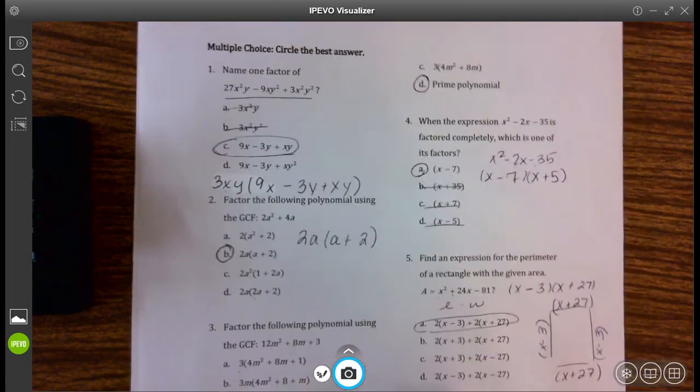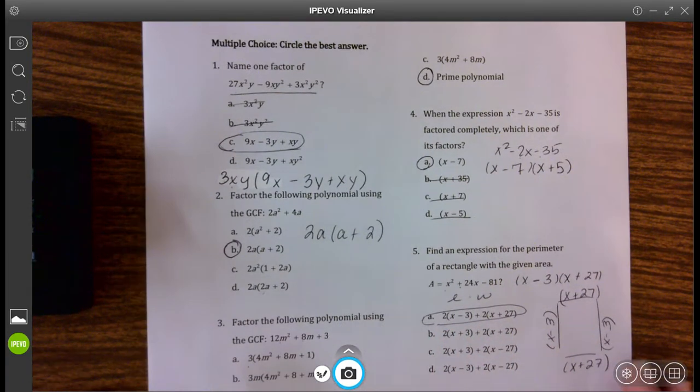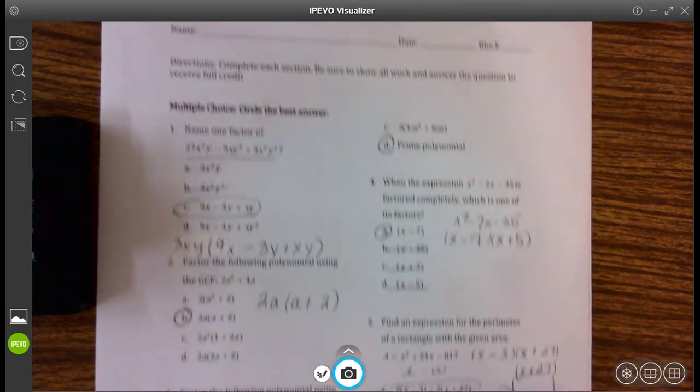So this is your review guide for the second part of your test. That's why it's short, because it's half of a chapter. All right, once you complete this, submit in your folder.